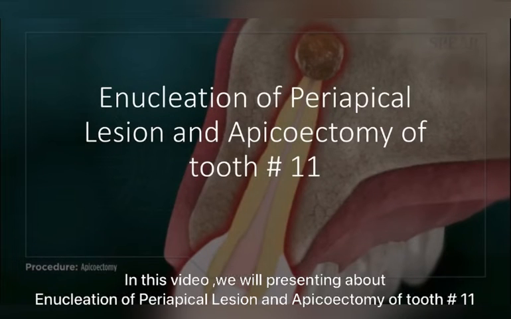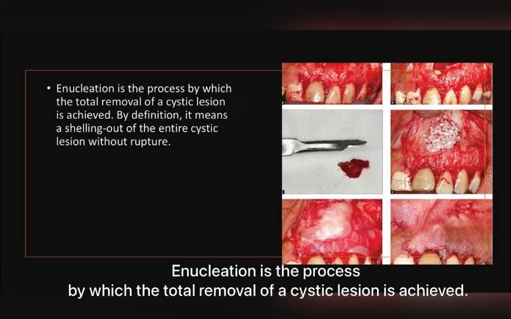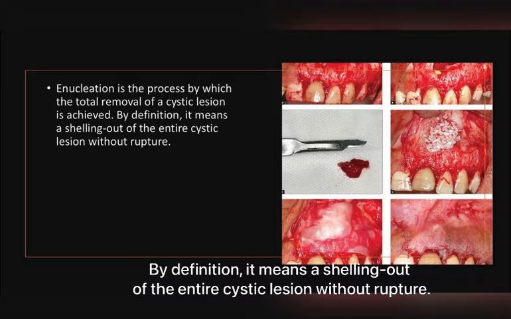In this video, we will be presenting about the enucleation of periapical lesion and apicoectomy of tooth number 11. Enucleation is a process by which the total removal of a cystic lesion is achieved. By definition, it means the shelling out of the entire cystic lesion without rupture.